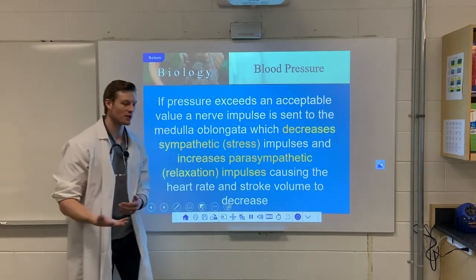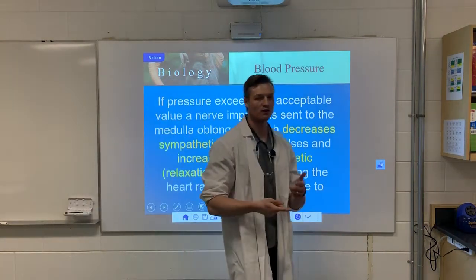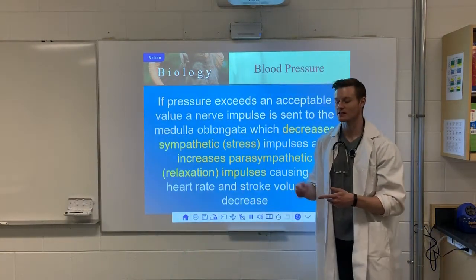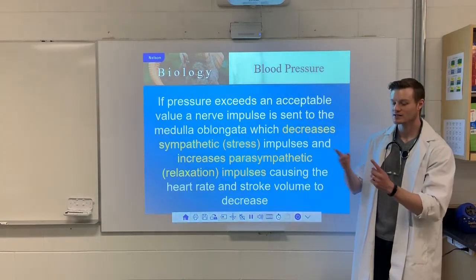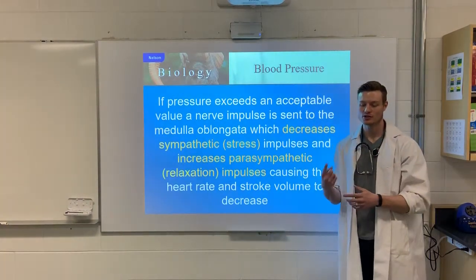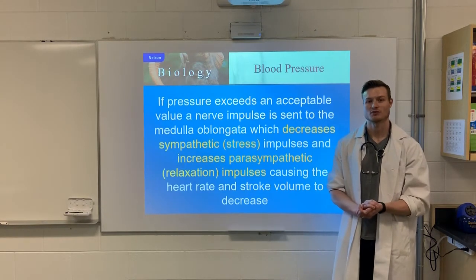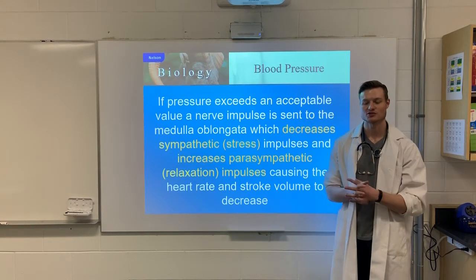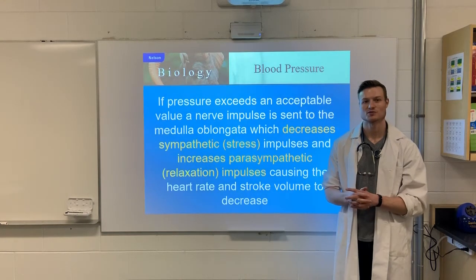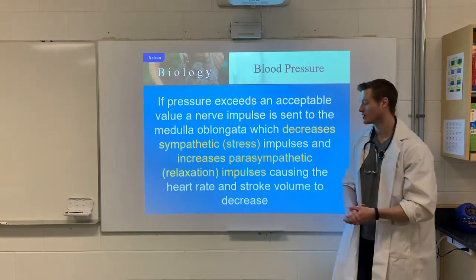So let's say your blood pressure is too low, then we'll have a reverse. We'll have those receptors detecting, hey, your blood pressure is too low, signal sent to your heart to increase your heart rate, increase your stroke volume, and increase your cardiac output. Also, you might do some vasoconstriction, vasodilation, depending on the situation, to affect your blood pressure.